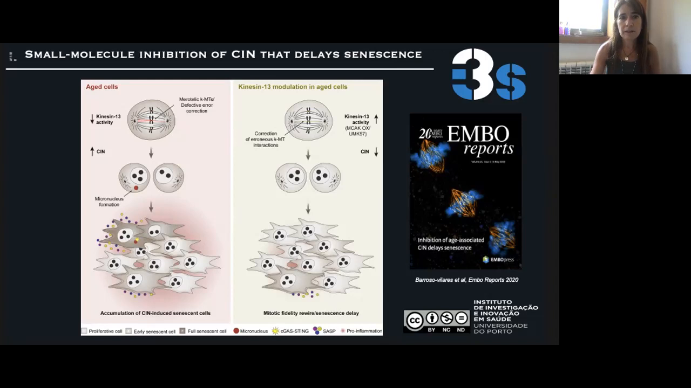So we found that by overexpressing MCAK, even though I did not show this data, but also by treating with the MCAK agonist UMK57, we could rescue these overstable attachments, we could prevent aneuploidy events, and we were also rescuing the senescence, the accumulation of senescent cells, which is mainly due to the activation of the cGAS-STING pathway pro-inflammatory signaling.